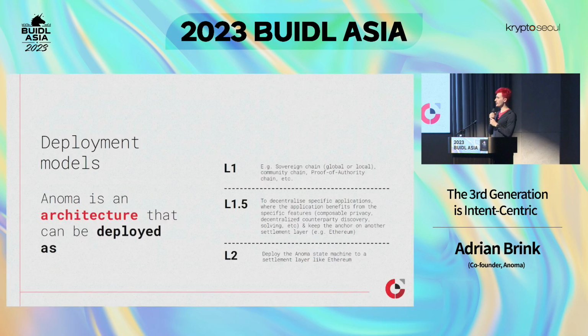Because just very quickly on the deployment models, you can deploy Anoma as an architecture as an L1. You can also deploy this as an L1.5 to just decentralize a specific application, or you can deploy this as an L2 on a settlement layer like Ethereum or other systems. Really, the security model should be a user choice. We don't have a one world government for a very good reason, which is having one global security model is kind of terrifying. We should have many independent security models that can talk to each other, but can fail independently of each other.